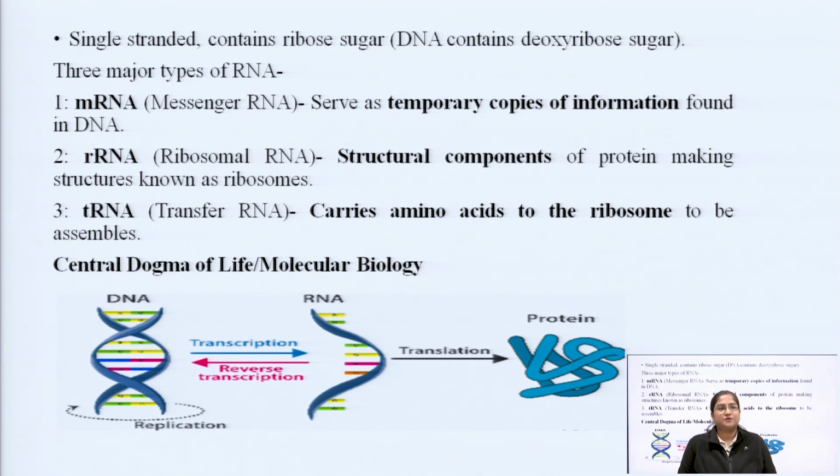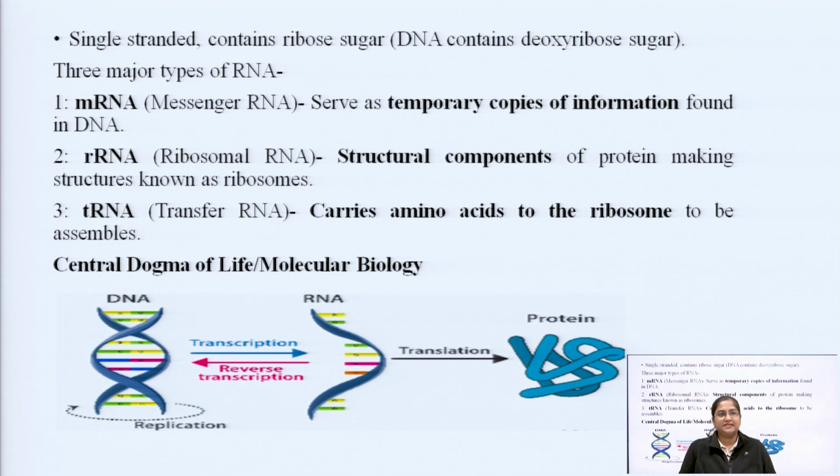There are three types of RNA we know. The first is mRNA, also known as messenger RNA. What is the function of mRNA? mRNA serves as a temporary copy of the information found in DNA. Next is rRNA, also called ribosomal RNA. It is the structural component of protein making structures known as ribosomes. We have heard about ribosomes many times, and here with rRNA we are going to study some of them.